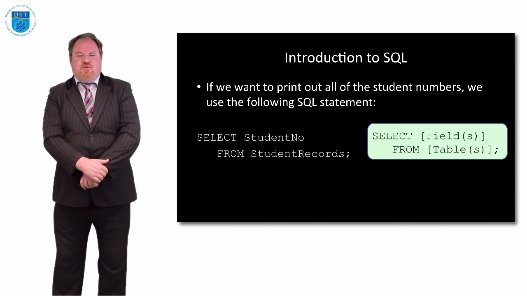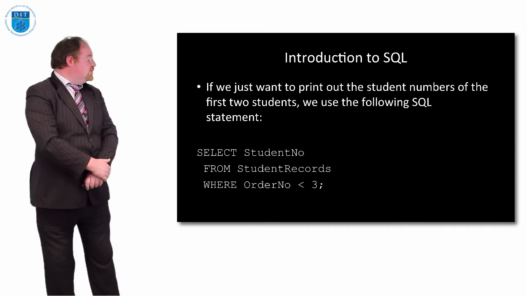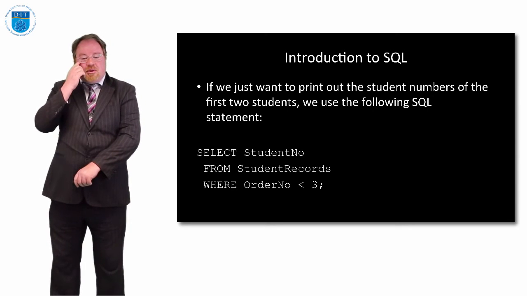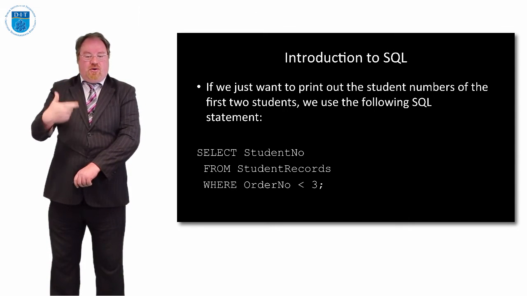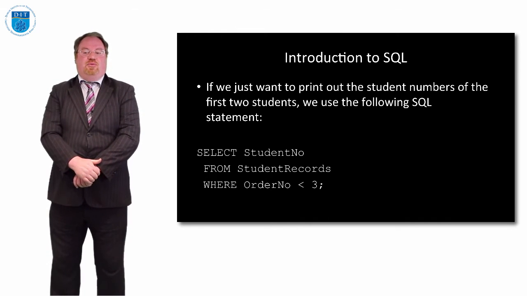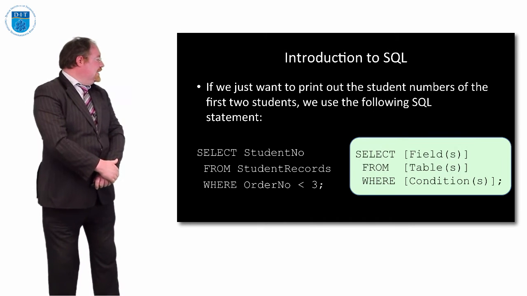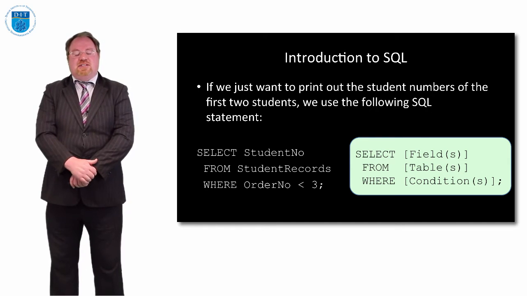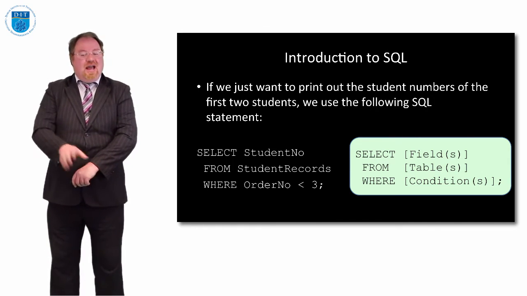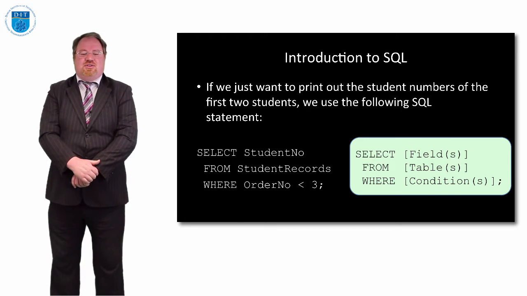If I only want some student numbers, though, let's say I just want the first 2 students to have joined the course. If I say SELECT student number FROM student records WHERE the order number that they joined is less than 3, I'll just get order numbers 1 and 2, which are the first 2 students who joined. And the general form of that is SELECT a particular field FROM a particular table WHERE some condition. And the conditions are exactly like Python conditions, order number less than 3.